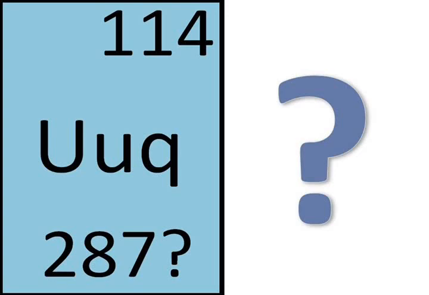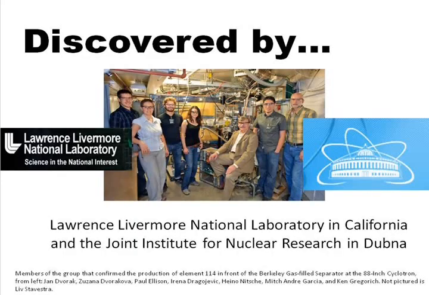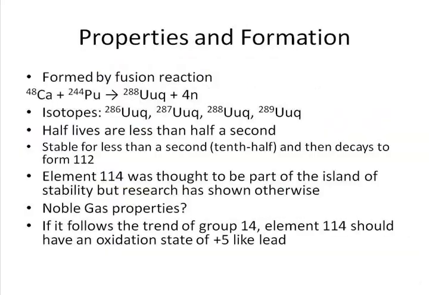Element 114 was jointly discovered by people in Lawrence Livermore National Laboratory in California and the Joint Institute for Nuclear Research in Dubna. Their discovery was published in 1999. They created the element by a fusion reaction of plutonium-244 and calcium-48. Four isotopes have been found. All are unstable and decay within half a second to form element 112, copernicium. Element 114 is thought to have noble gas-like properties, which is unusual because it is a group 14 element.